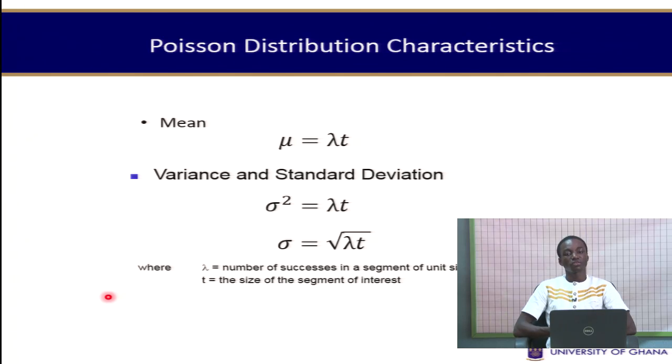Also, the Poisson distribution has the mean and then the variance. The mean of a Poisson distribution and the variance of the Poisson distribution are the same, which is lambda t, for mean and variance respectively. And of course, the standard deviation will be given as the square root of lambda t.